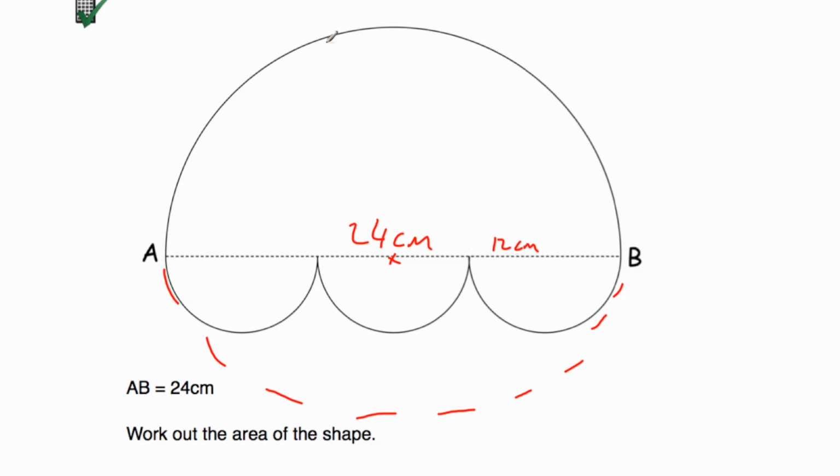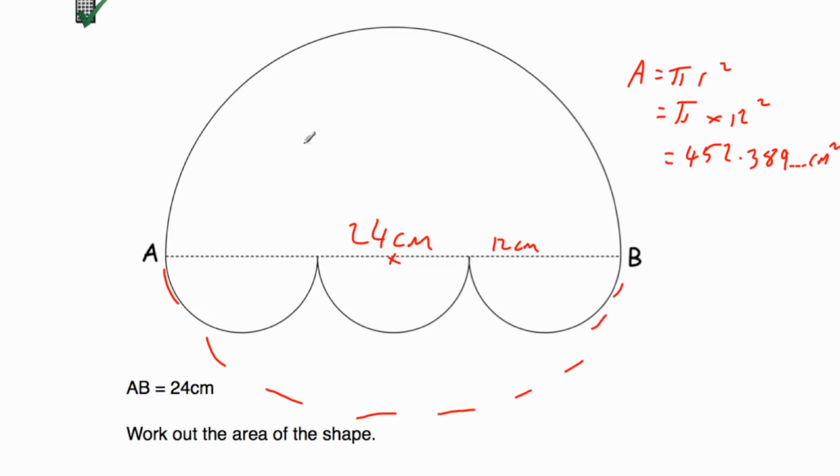So if we do pi r squared, we can find the area of the whole circle and then divide it by 2. So the area is equal to pi r squared. That's going to be pi times the radius, which is 12, squared. And pi times 12 squared is equal to 144 pi, or 452.389 and so on centimeters squared. So that's the area of the whole circle.